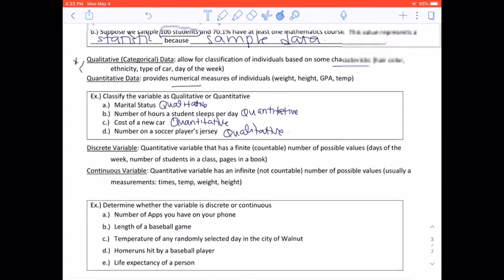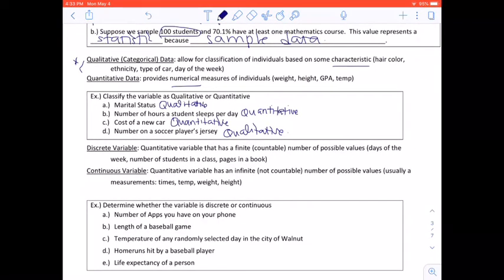Next vocab words that we have on here are discrete and continuous. Discrete variables are quantitative variables that have a finite or countable number of possible values. Days in the week, there's 7. Number of students in class, we can count you guys. Pages in a book, we can figure out how many pages there are. Versus continuous data, this is also quantitative data, but it has an infinite, not countable number of possible values.